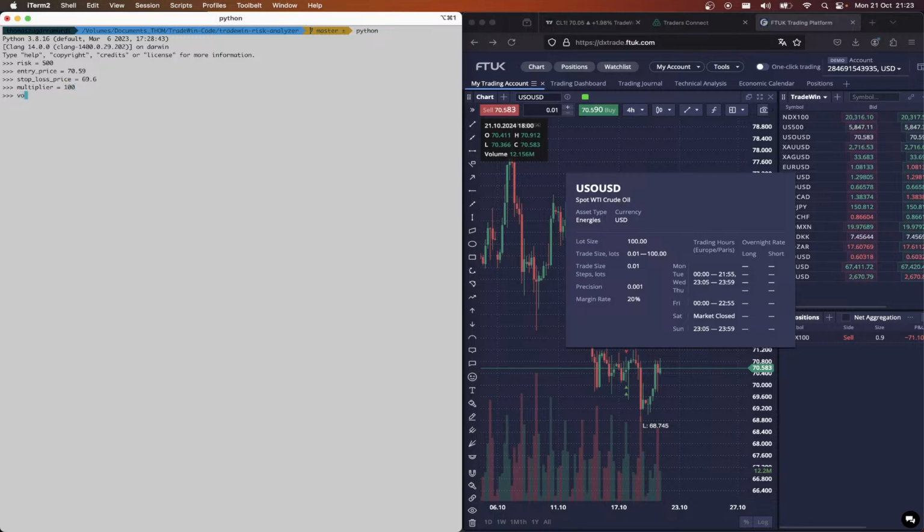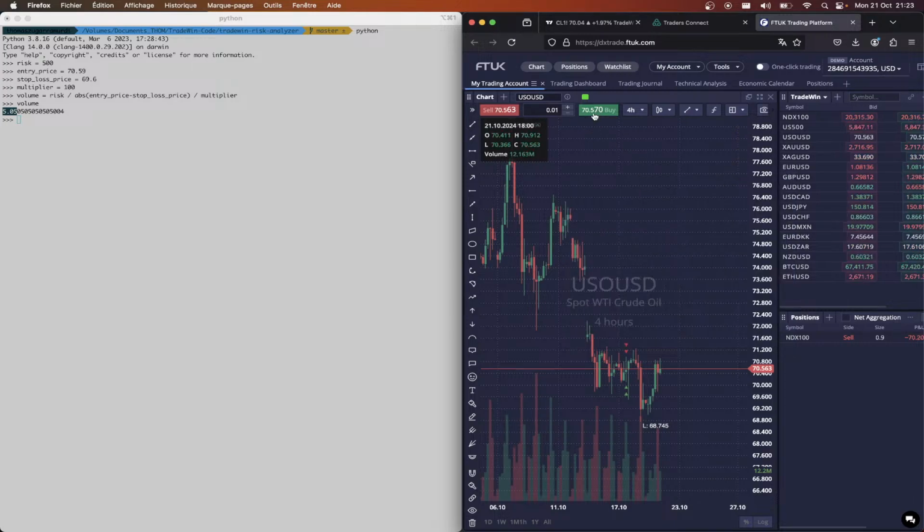That's fine. So easy, because the volume is the risk divided by the difference between my two prices, entry price minus stop loss price, and I divide all that by my multiplier. Okay, that's my volume. So at most, if I risk $500, I'm going with 5 lots. So what I'm doing here, and if I buy, I will just adjust that.